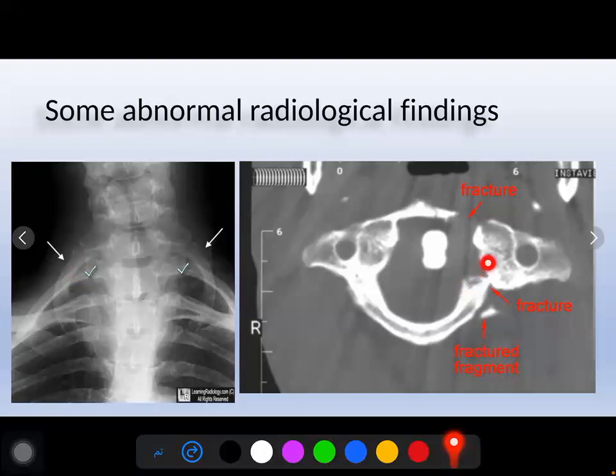This is the C1. This is the CT scan. This is the C1 vertebra, which is ring shaped. This is a fracture on the anterior arch. This is the anterior arch, as we mentioned, and this is the posterior arch. So there is a fracture in the anterior arch and in the posterior arch. This is called the Jefferson fracture.